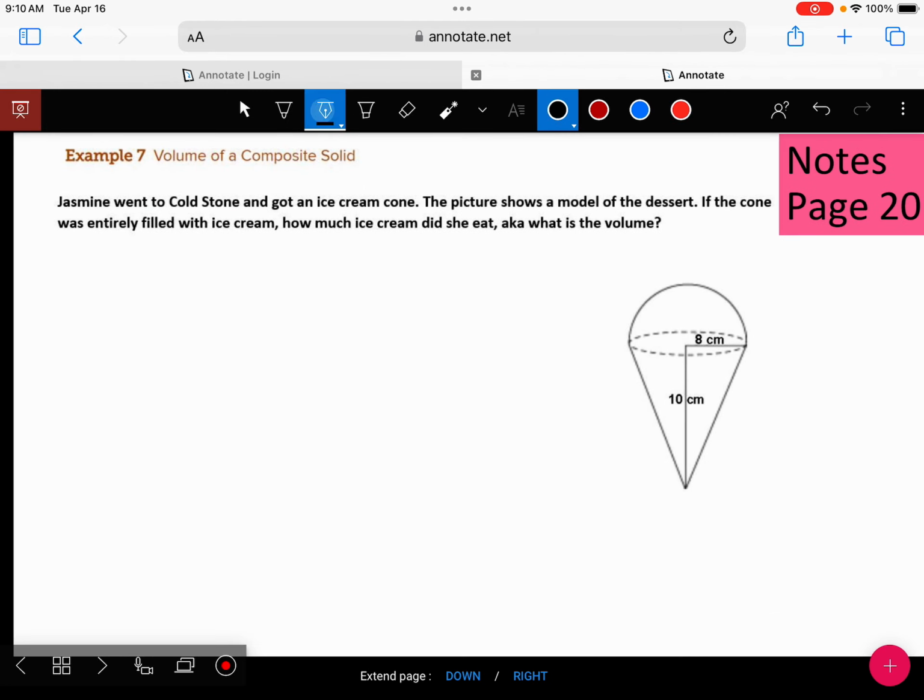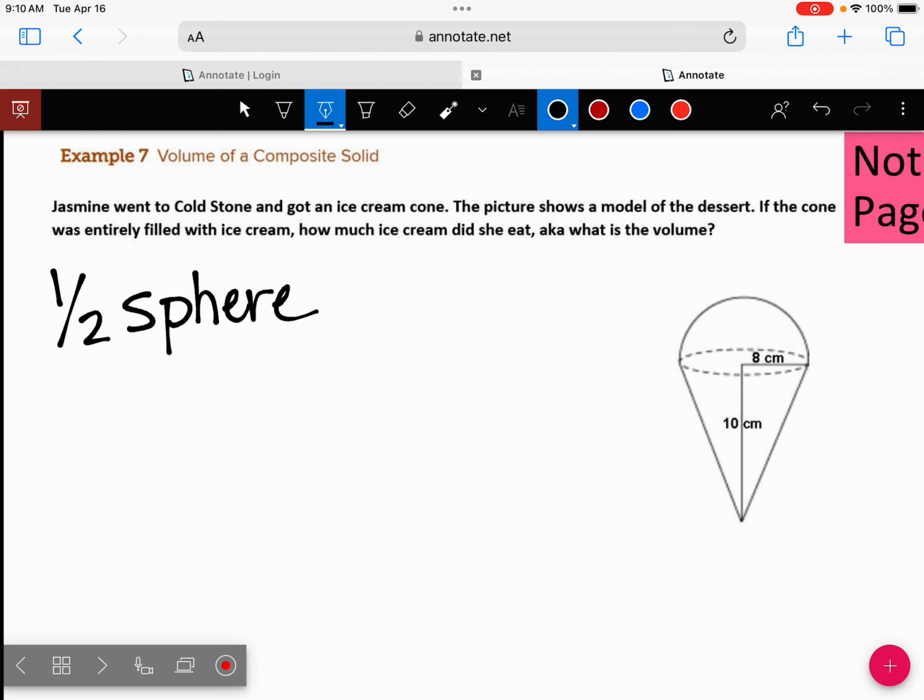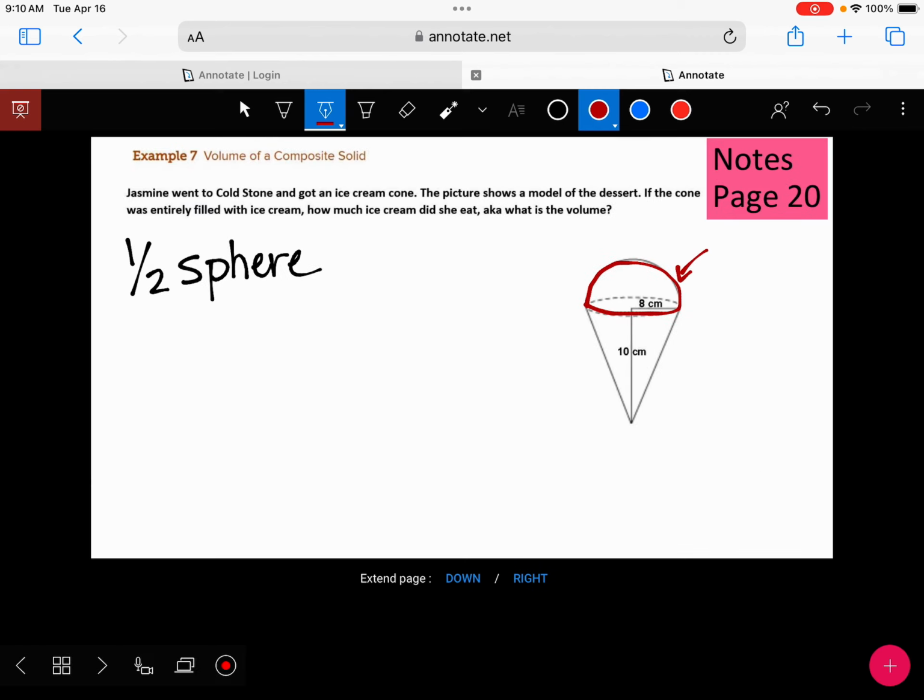The first thing we have at the top is half of a sphere. Does everyone see that? This shape at the top, it looks like a ball. This is half of a sphere. This part here is 1/2 of a sphere. So let's start with that.